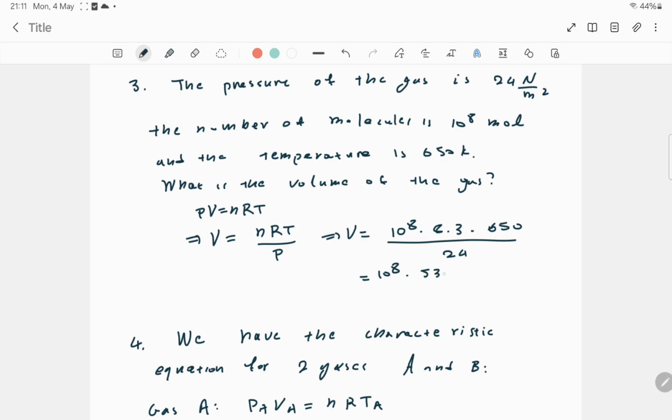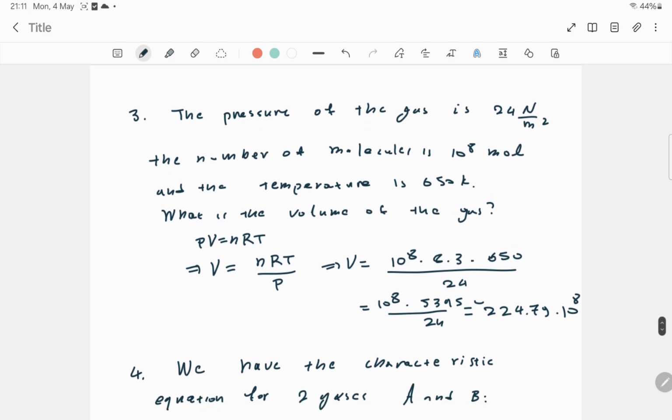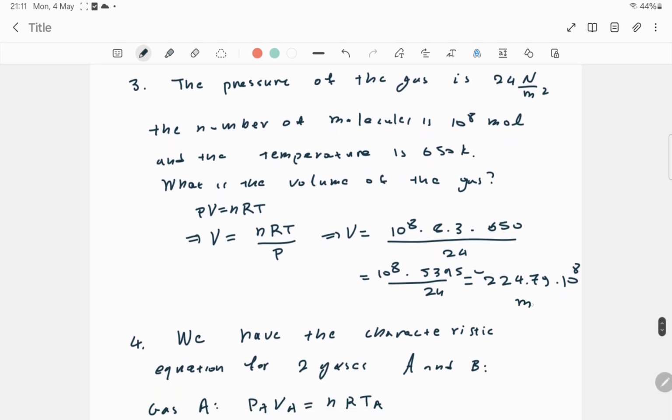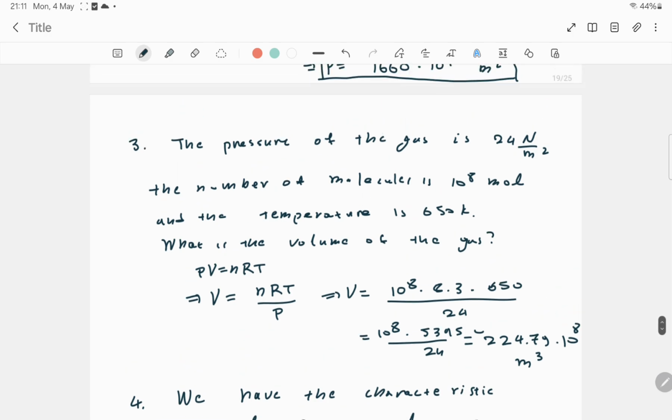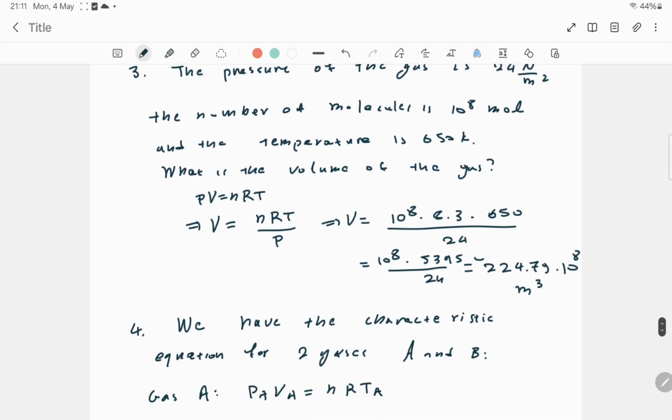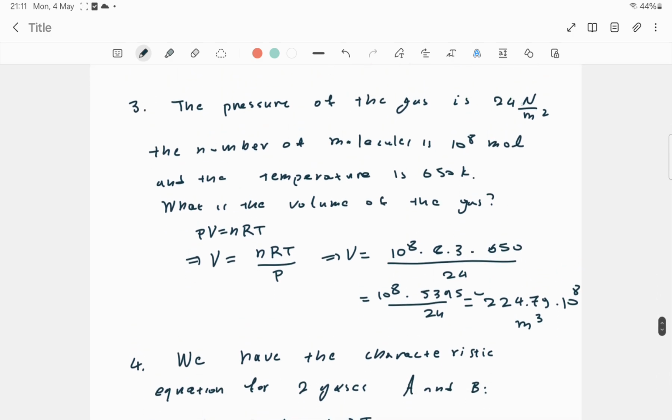is 5,395, and then you divide by 24, so that's going to be 224.79 roughly times 10 to the power of 8, and that is going to be in meter cubed. That's a big number because of the parameters here. We have big pressure, the number of molecules is high, and the temperature is very high.